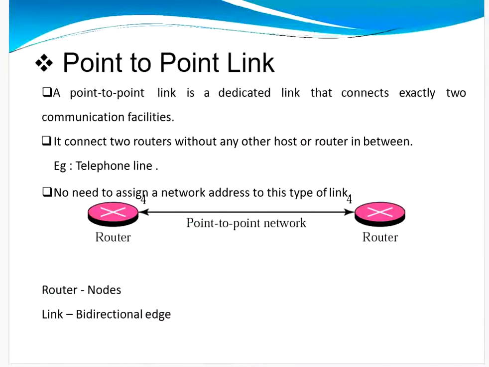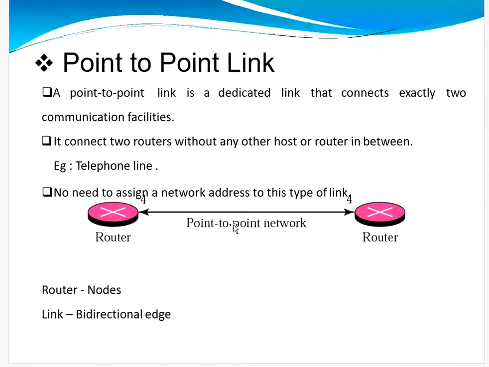Let us move toward the first link, that is the point to point link. You can see in this diagram the structure of the point to point network. A point to point link is generally a dedicated link that connects exactly two communication facilities. In this diagram the two routers are connected by a dedicated link, and this type of link is called a point to point link. It connects the two routers without any host or router in between.